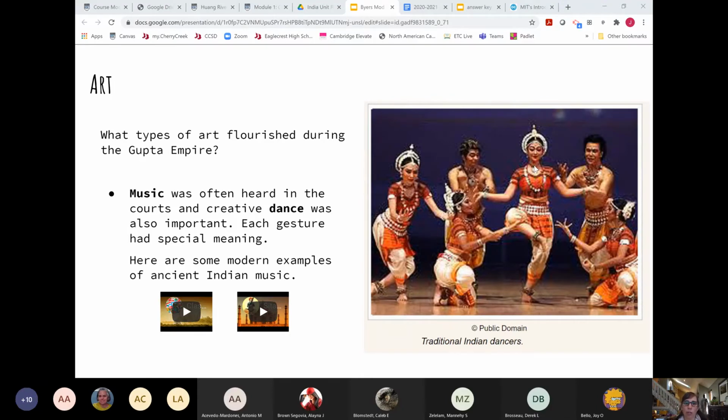Music was often heard in courts. Creative dance was important. And this is a picture. Obviously, it's a modern picture since it's a picture, but a picture of a traditional dance.